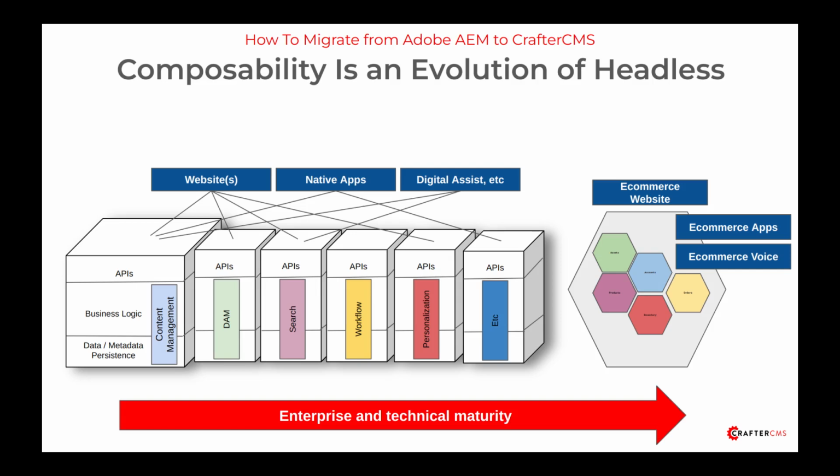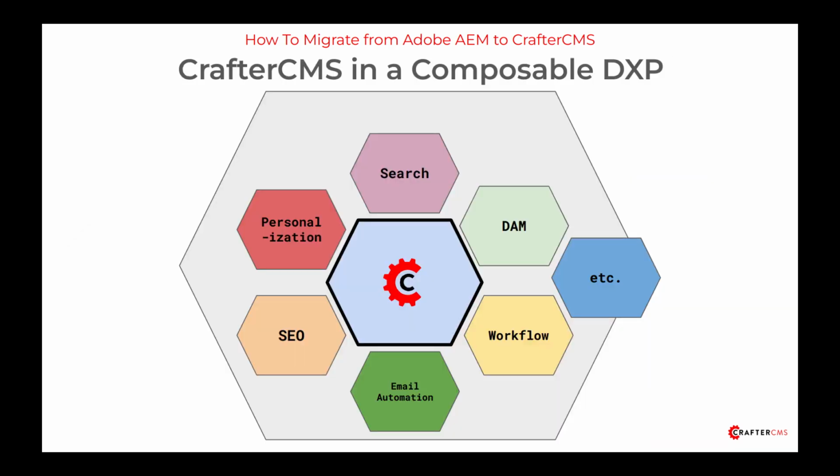In composable systems, capabilities are much more than just APIs that can be managed and integrated. They are self-contained, discoverable, orchestrated units that can be combined and recombined without a lot of integration. Here we can see CrafterCMS in the context of a composable DXP. Unlike AEM, its central role is CMS and CMS alone.